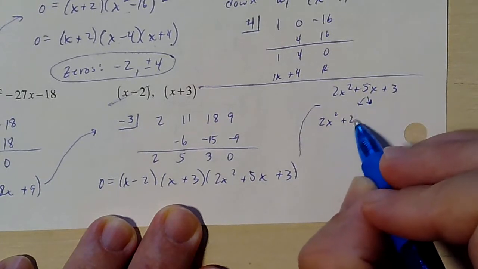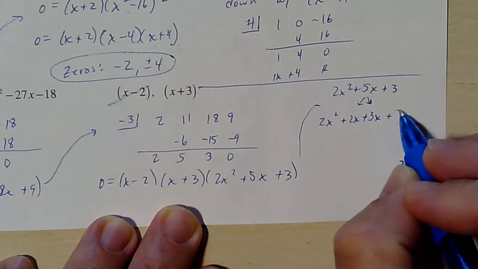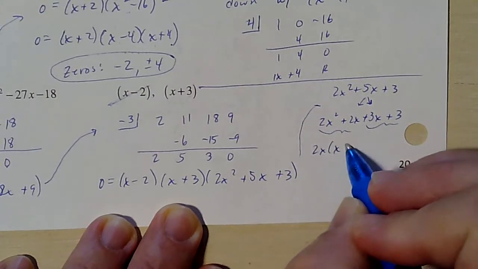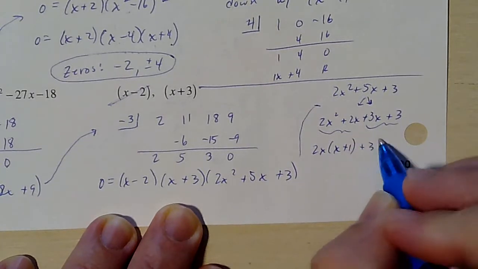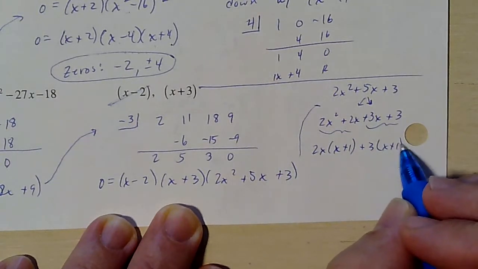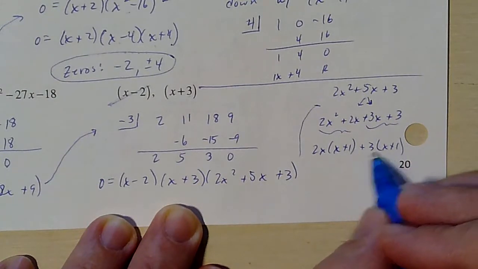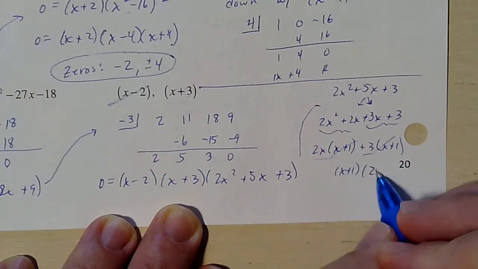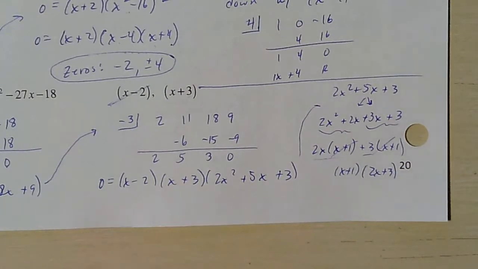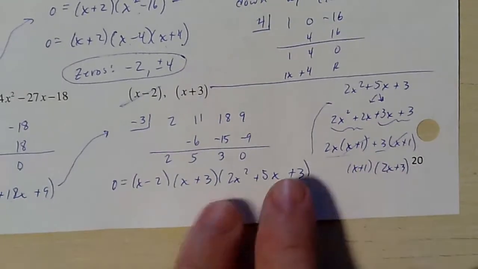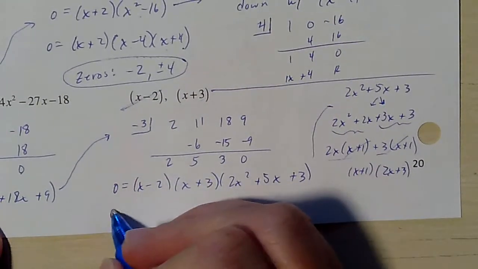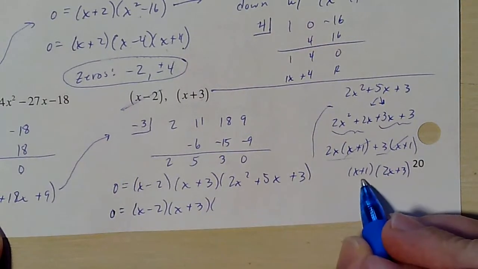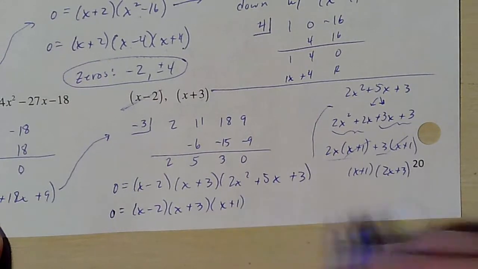So I'm going to write that as 2x plus 3x. Factor out the GCFs. Here I can take out a 3. And this is factorable. X plus 1 comes out. So I get x plus 1 and 2x plus 3. Okay, so now I have 2 linear factors I can replace for this. So here's the complete factorization as far as we could go, right? This is x plus 1 and 2x plus 3.